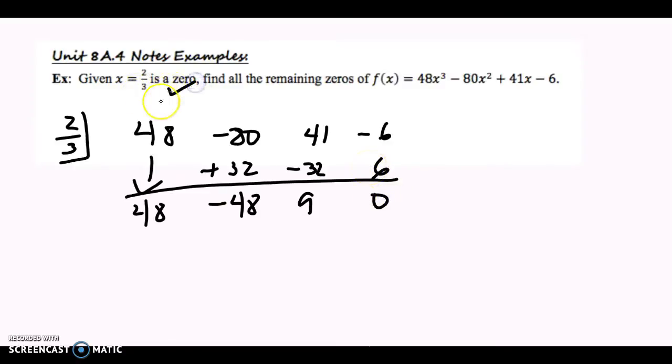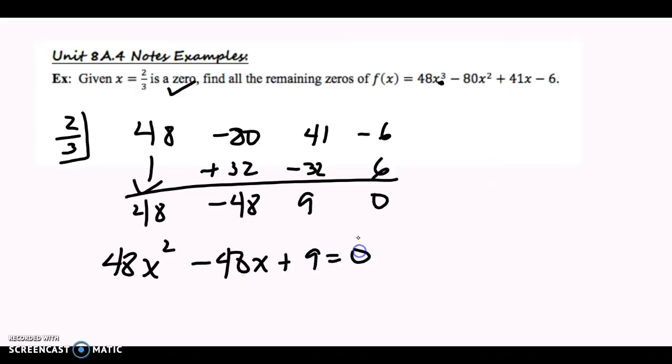Because it told me that x equals 2/3 is a factor of 48x cubed minus 80x squared plus 41x minus 6. Okay, so the resulting polynomial here was 48. Remember, we started with x to the third, so now I have 48x squared minus 48x to the first plus 9 equals 0. Now I do notice that I can take a 3 out of each term, so I'll go ahead and do that. I have 16x squared minus 16x plus 3.